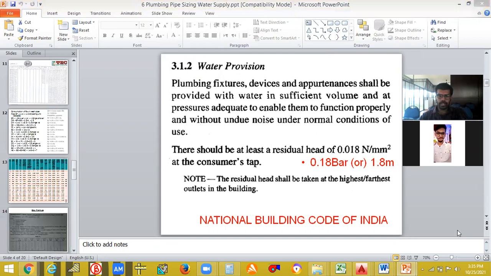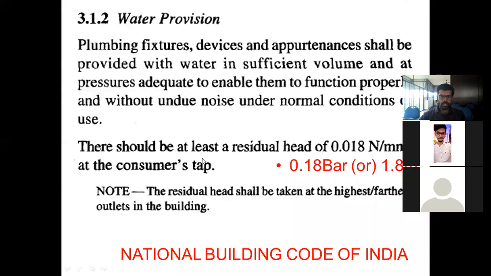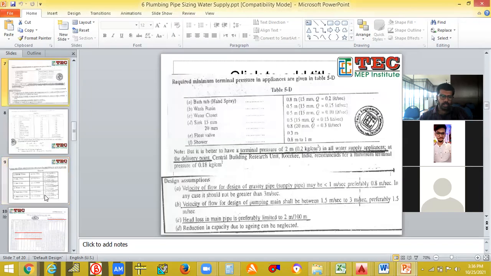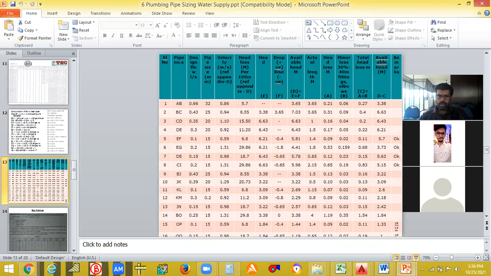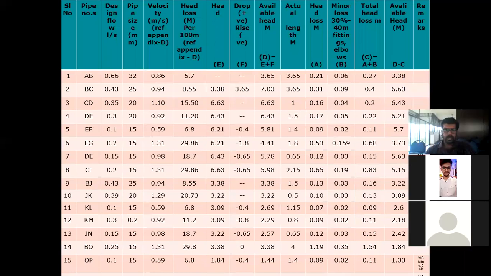One second. Okay. What is the doubt? Sir, please open the table again. Not this one, slide number 13. Sir, in this, how come velocity is different in each pipe? Like we assumed velocity as 0.8, right? Because of that only we got the diameter, right?